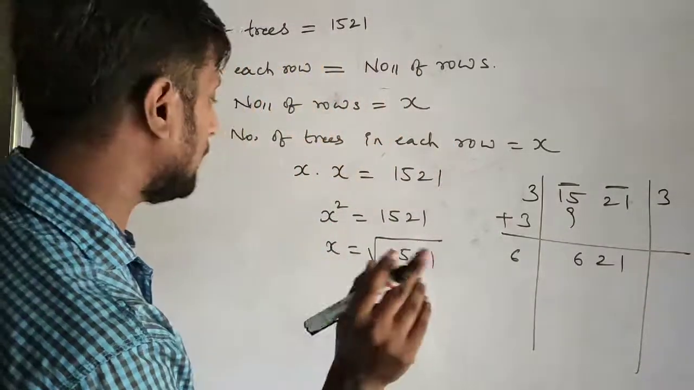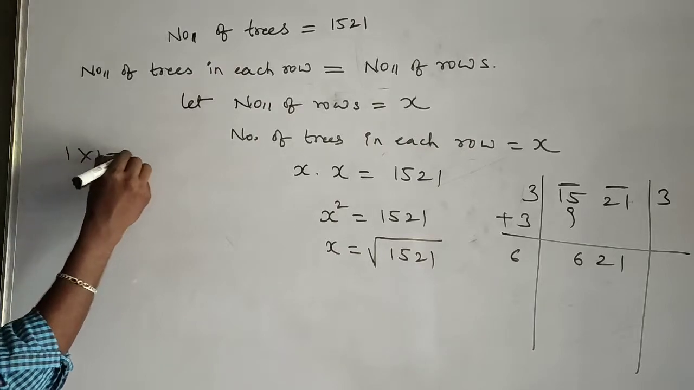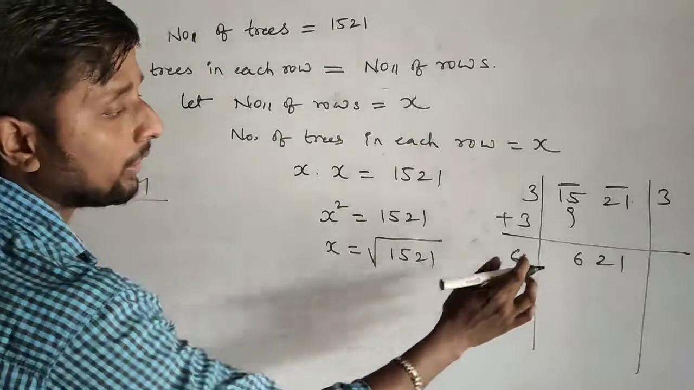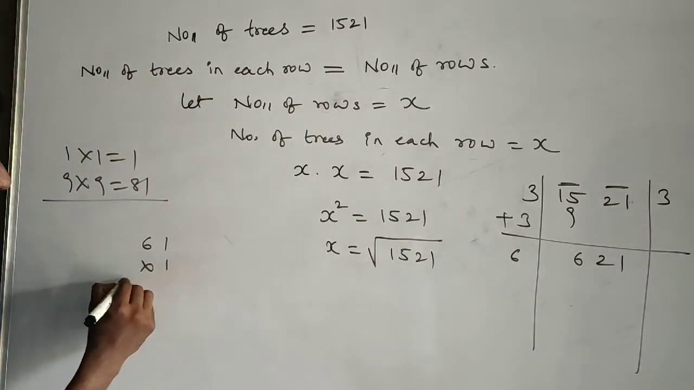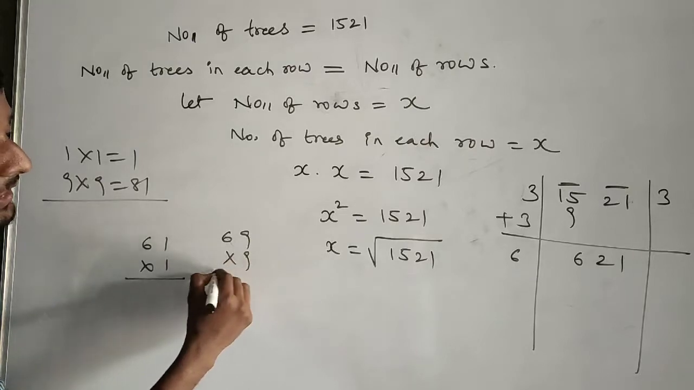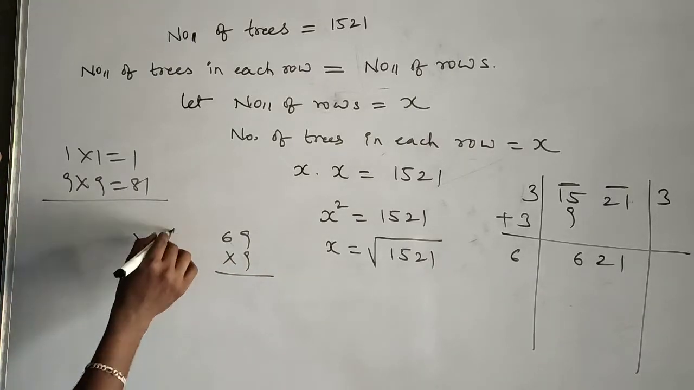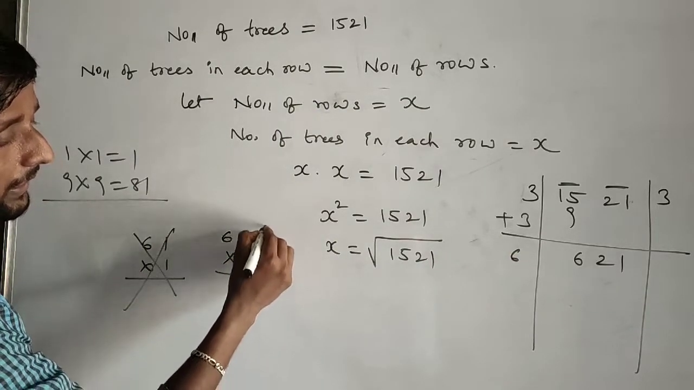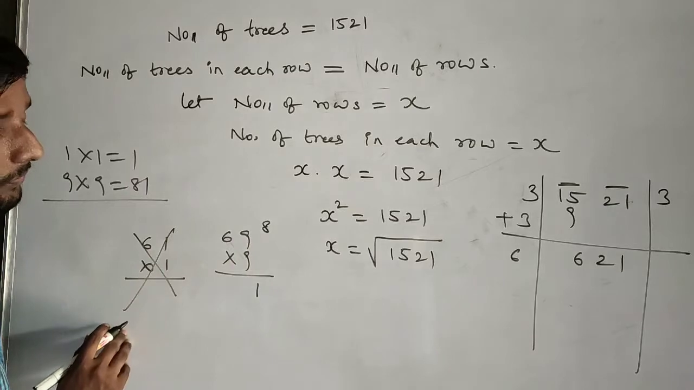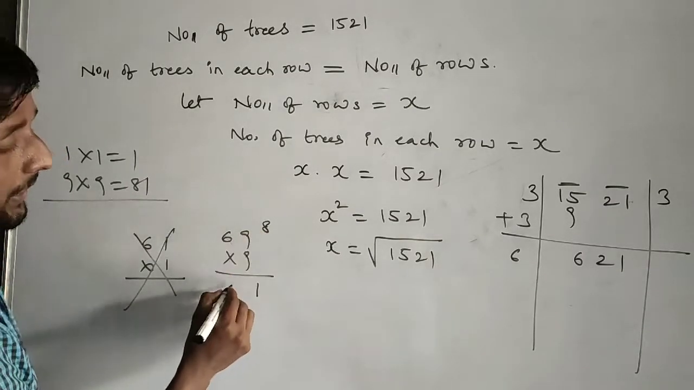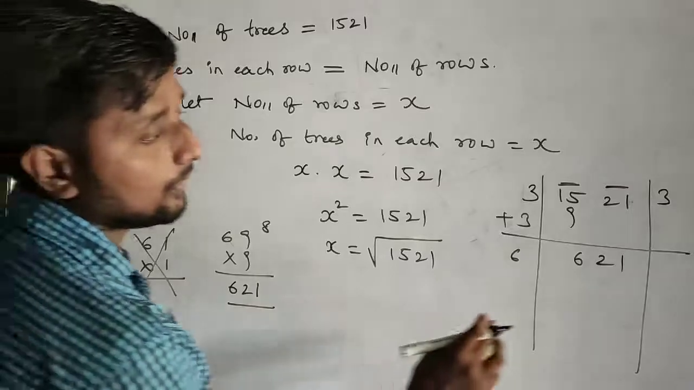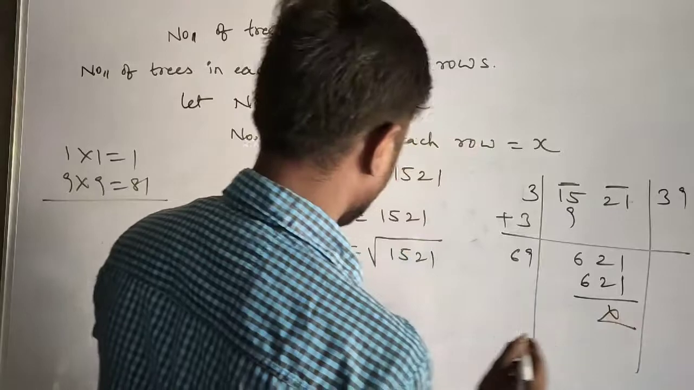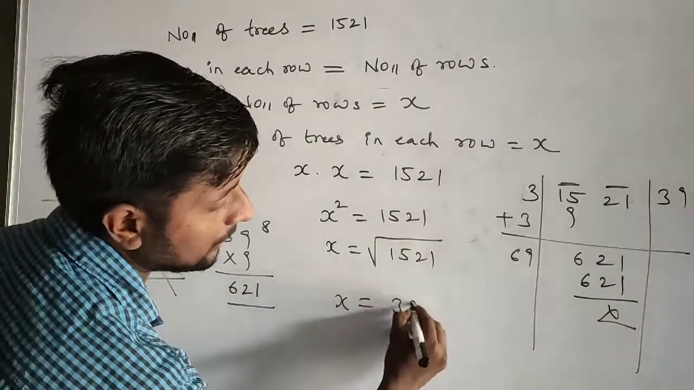To get 1 in the units place, we have only two chances. One is 1 into 1 is 1. The second is 9 9s are 81. So if you take 1 here, 61 into 1, or if you take 9 there, 69 into 9. Actually 61 ones are 61 only. So there we have 621. So 9 9s are 81, 8 carry. 6 9s are 54 plus 8, 62. 621, yes, 9, 9, 621. So therefore x is equal to 39.